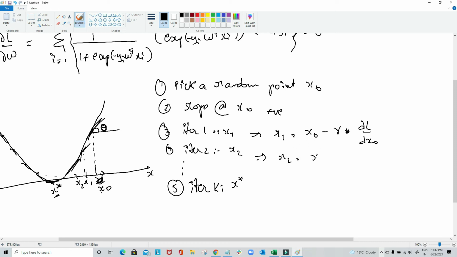It's nothing but x1 minus arbitrary value r into the derivative of the loss function at point x1. Like this, so on, we'll move till the optimal value x star is found. Or else we can represent that as xi equals xi minus 1 minus r into the derivative of the loss function with respect to xi minus 1.